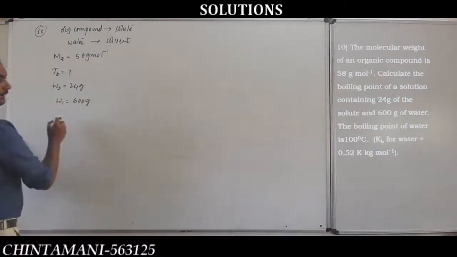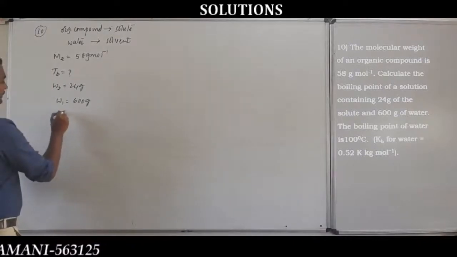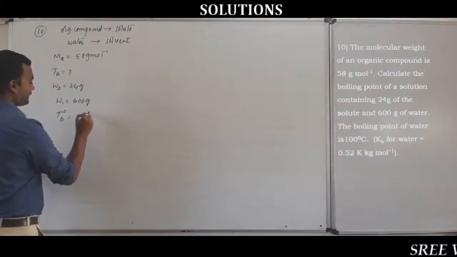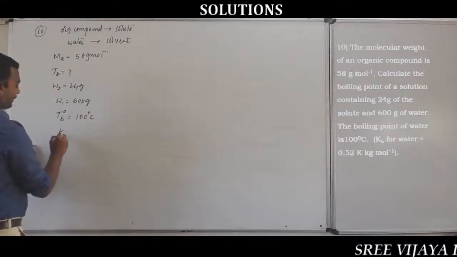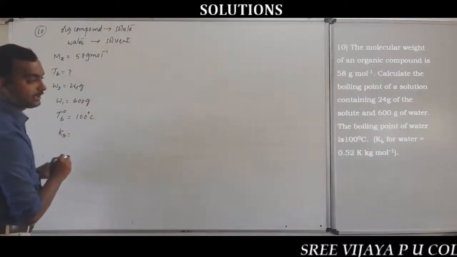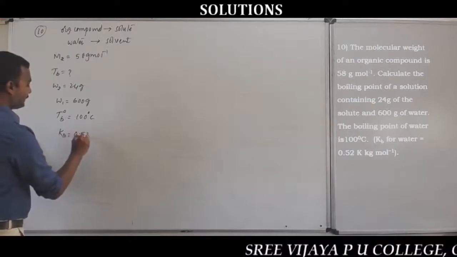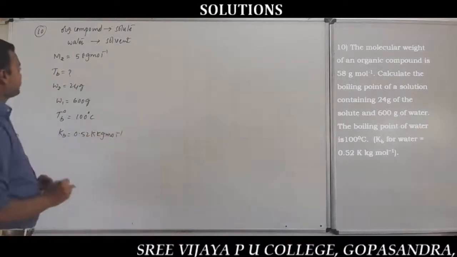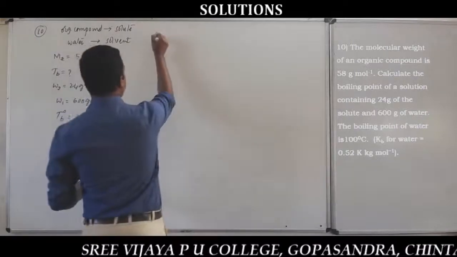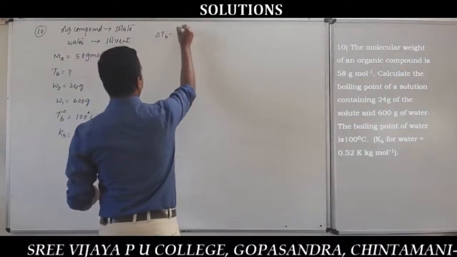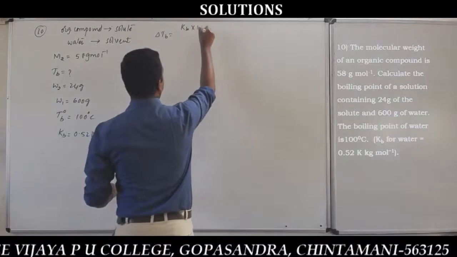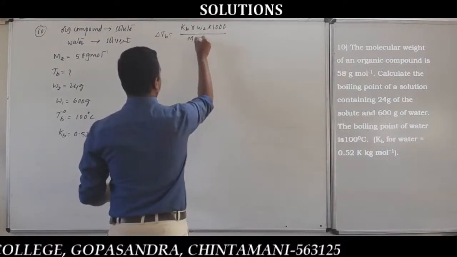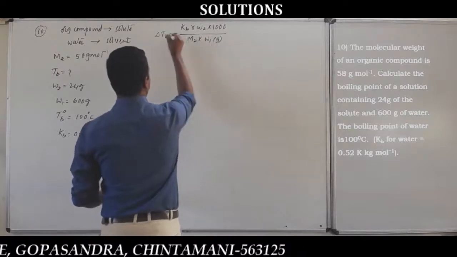We are also given the Kb value and the boiling point of water, that is T0b. The boiling point of pure water is about 100 degrees Celsius, and we also have the Kb value. What is the value of Kb? Kb is 0.52 Kelvin kg per mole. So now the direct formula is delta Tb equals Kb into W2 into 1000 divided by M2 into W1 in grams.